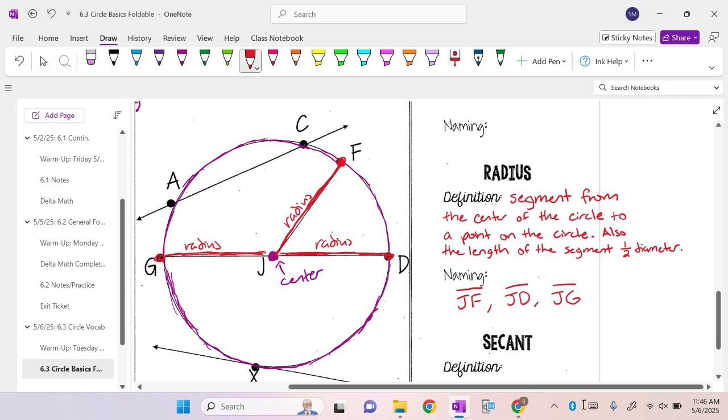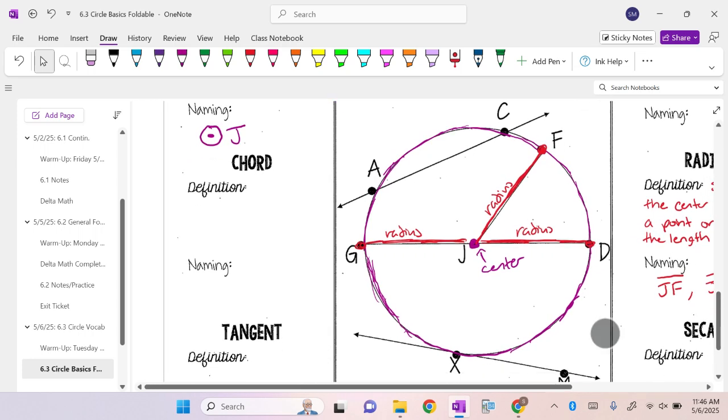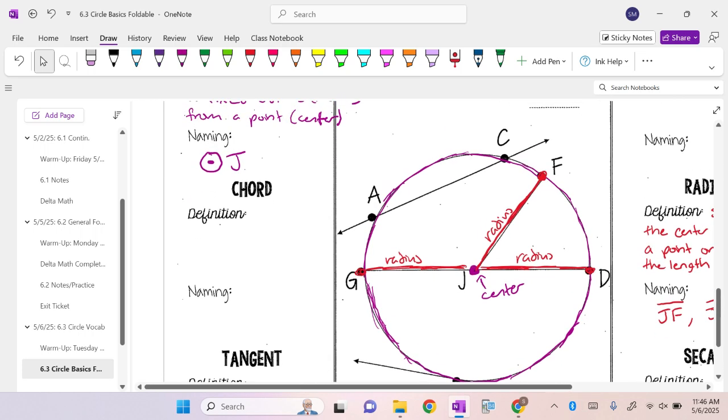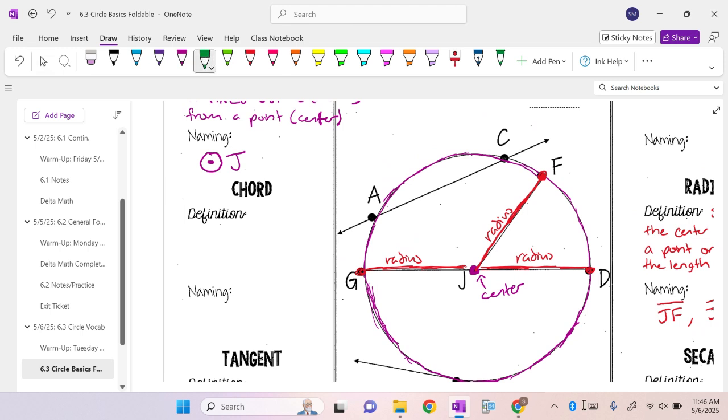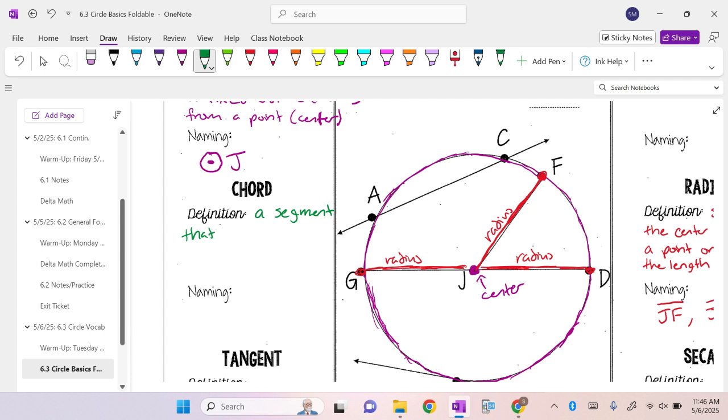Now, before we go to diameter, let's look at chord first. All right. I know we're kind of skipping around, but there's a method to my madness. All right. So, with a chord, it is a segment that has endpoints on the circle.